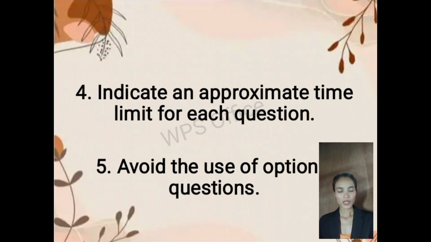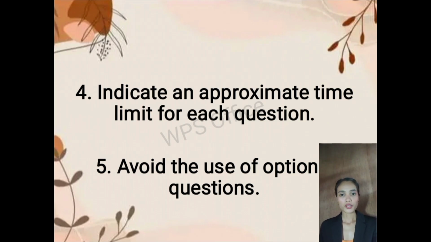The fourth one is to indicate an approximate time limit for each question. This should be especially considered when the test is a combination of objective and non-objective formats, like the inclusion of essay questions, knowing how much time is allotted to each one to make the students budget their time so they do not spend all their time on the first question and consequently miss out on the others. The last one is to avoid using optional questions.